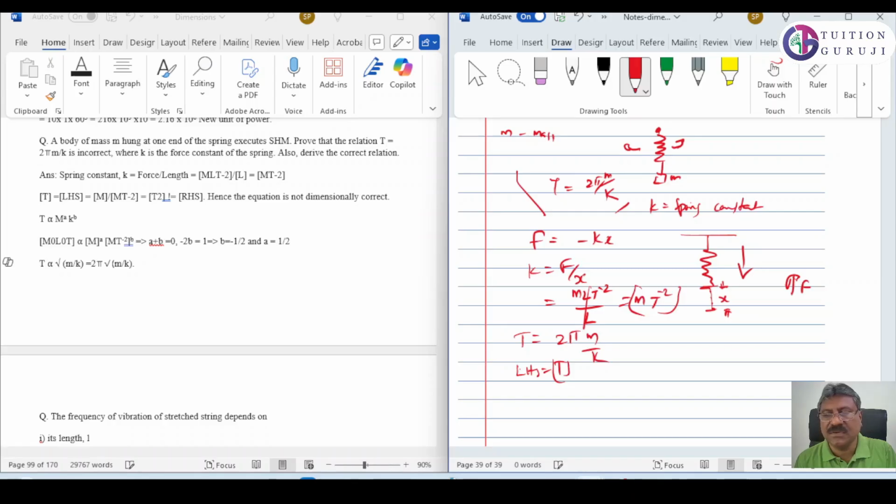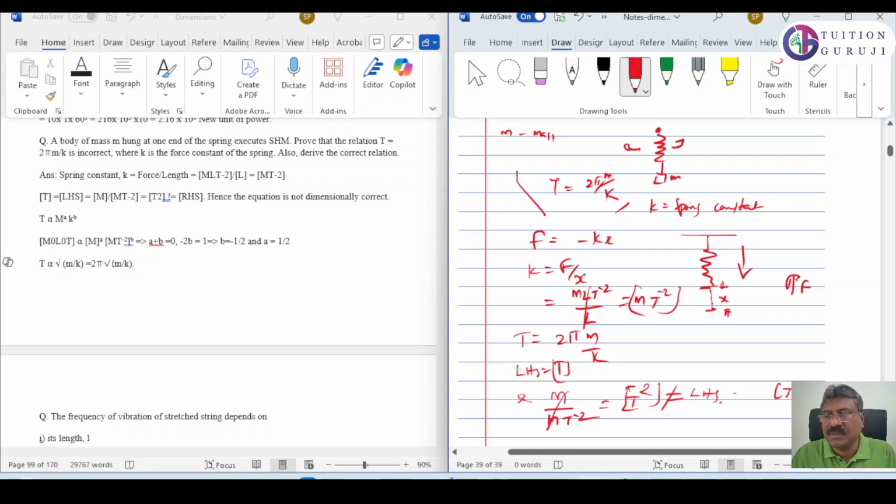So right hand side, let us see. Right hand side is equal to 2 pi. We can ignore that. m divided by MT raised to minus 2, m will get cancelled. We actually get T square, which is not equal to LHS. RHS we got dimension T square, whereas LHS is actually T. So these are not matching. So it is not dimensionally correct.